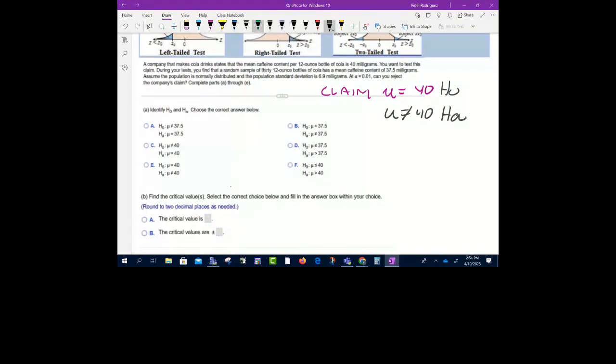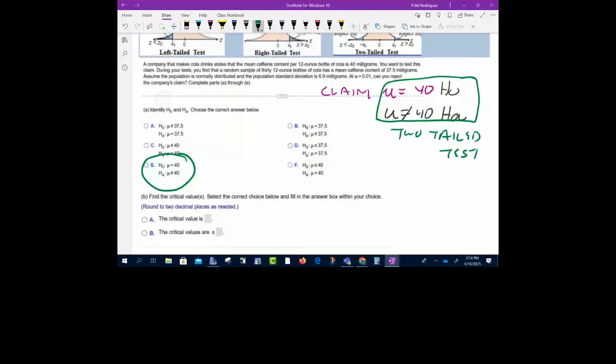Okay, guys, before I do anything else, that's a two-tailed test, right? Okay. Look at my choices, A through F. Which ones have that, where the Ho is equal to 40 and the Ha is not equal to 40? What do you guys think? E. Boom. So far, so good?